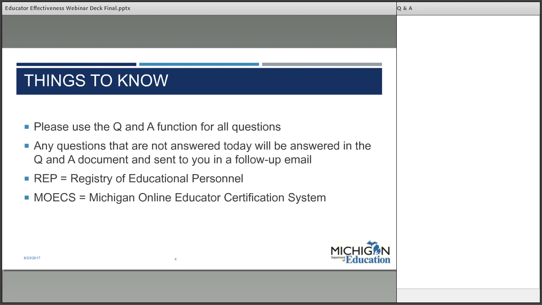Just a couple definitions in case people are not familiar. You will hear us speak of the REP quite often, and that's the Registry of Educational Personnel, as I mentioned already. That is where educator effectiveness ratings are entered, and we'll talk about that. And then most of you are familiar with MOEX, the Michigan Online Educator Certification System.